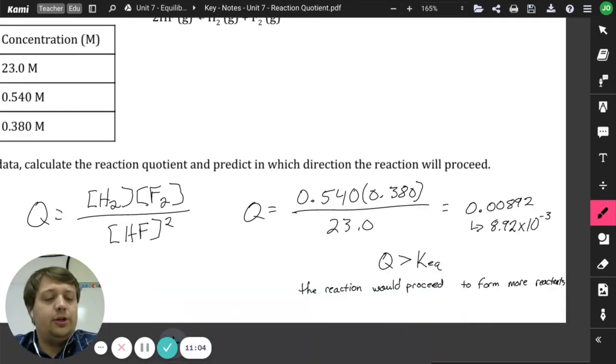All right, so here's what you should have ended up with. You should have found that Q equals 8.92 times 10 to the negative 3. So we found that Q was greater than Keq. That tells me that the reaction would proceed to form more reactants. Okay, and that is it for the reaction quotient set of equilibrium.